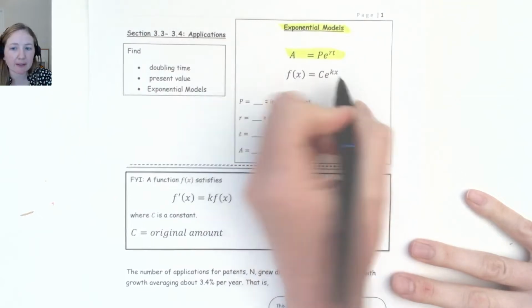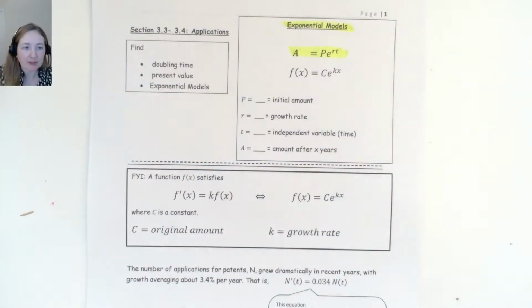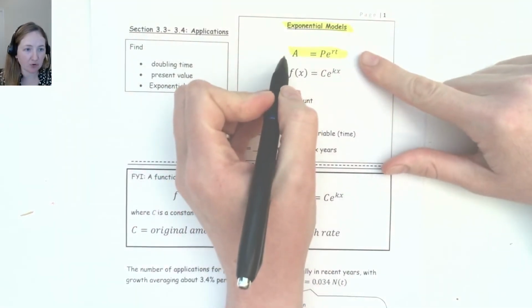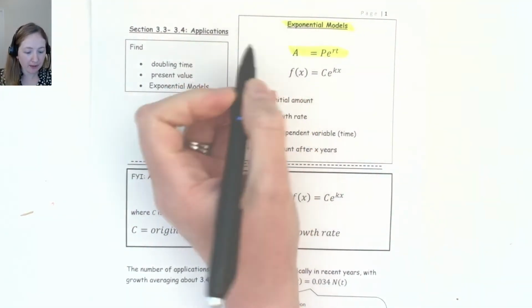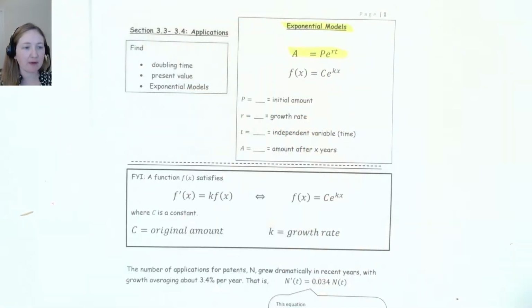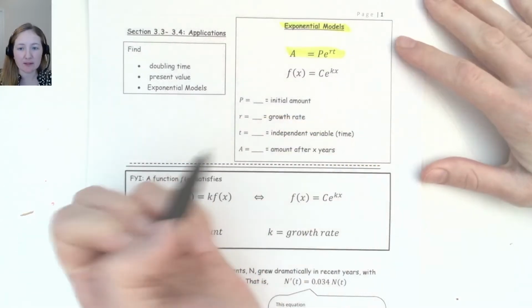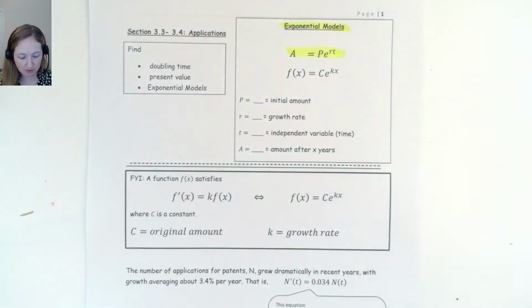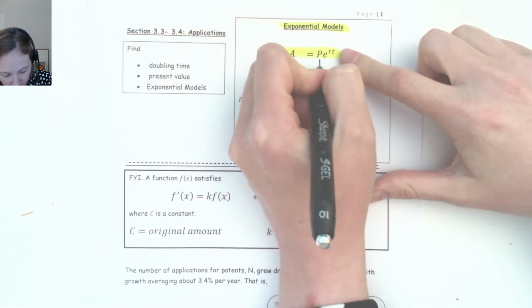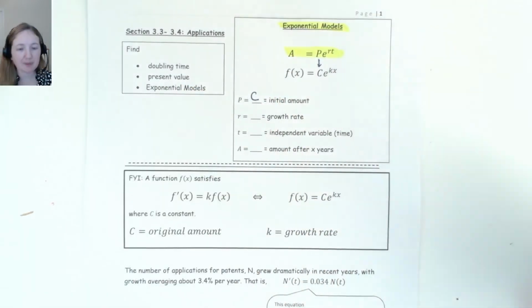e to the kx. And the thing to remember here is that if you just want to go through your life thinking about PERT as the exponential model, you can totally do that. The other way, of course, is to think about it in this more generalized format of c times e raised to the kx. But the relationship is going to hold true here. The c is going to play the role of p. So p represented the initial amount. So c is going to represent the initial amount.